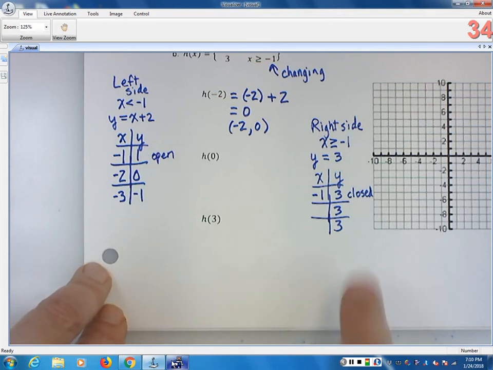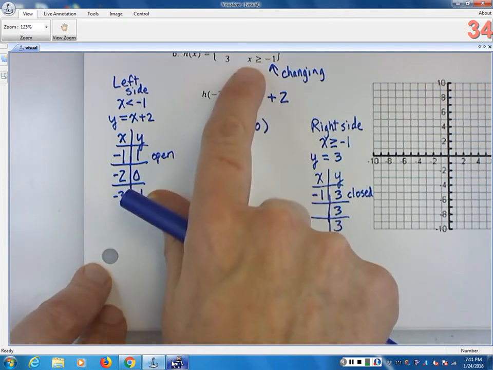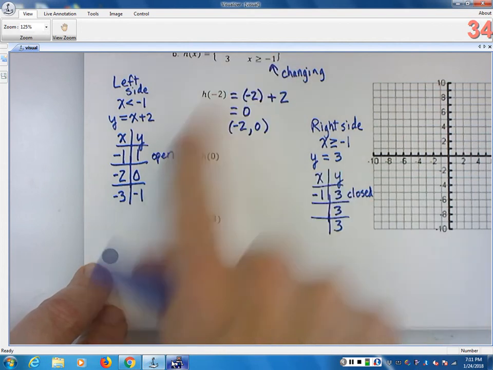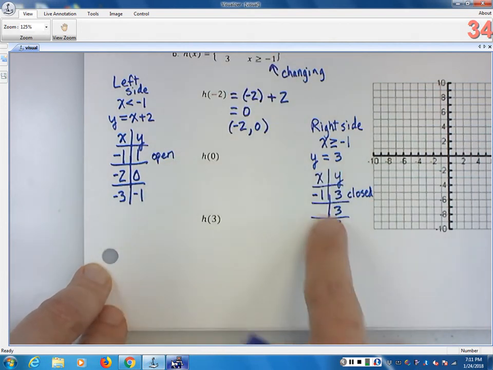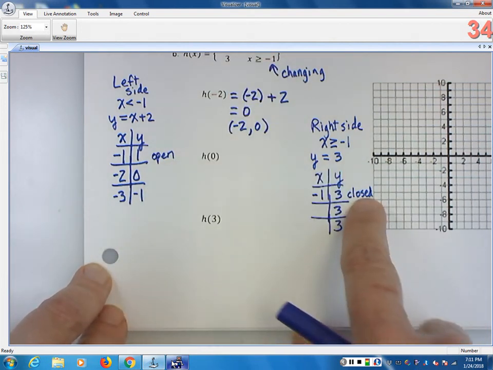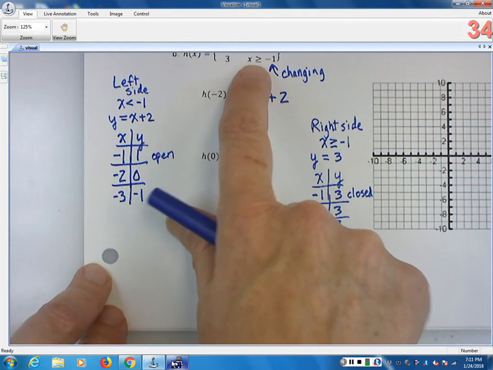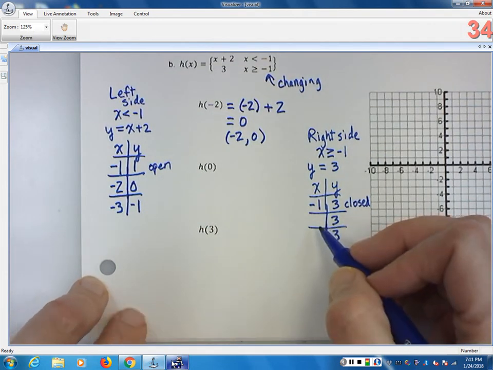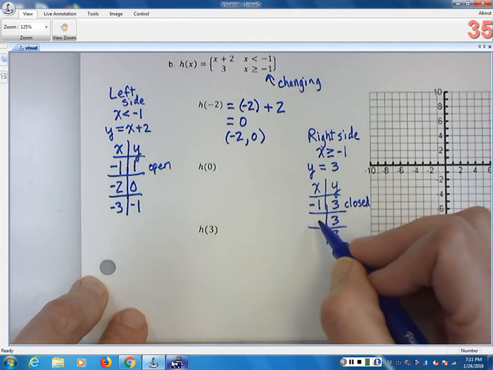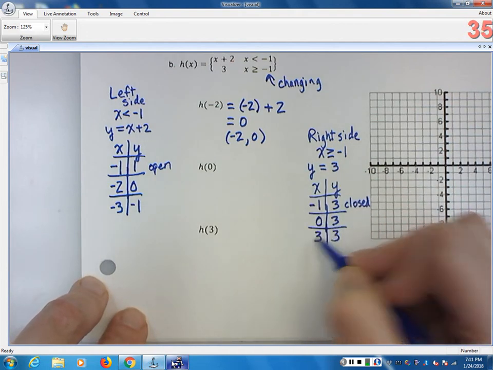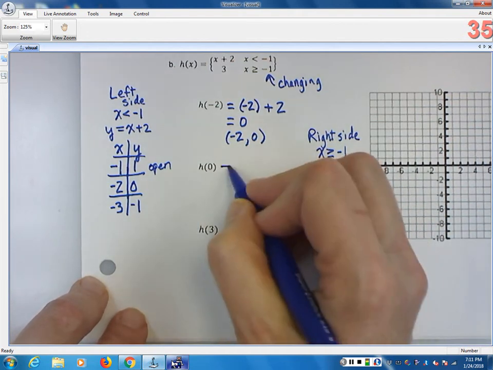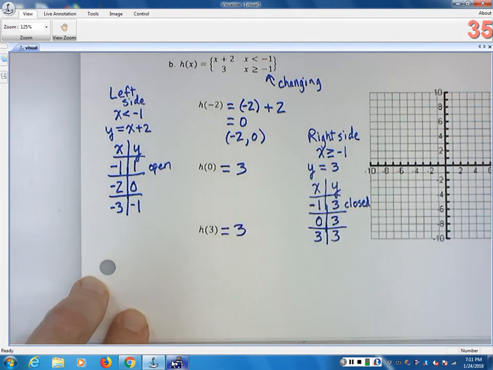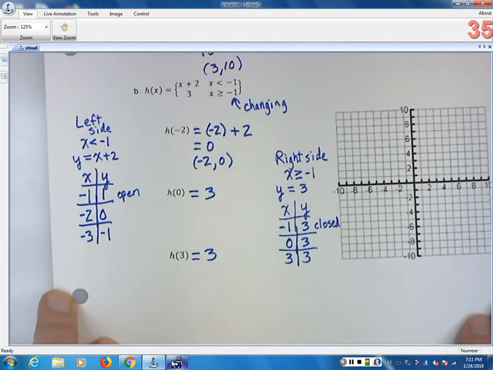So you always start with where it was changing. If it's less than, or doesn't have the equality sign, that's the open circle. And this is the closed circle because it has an equality sign. And then we want the point 0 and the point 3, and these equal 3. Alright? And then we're going to graph that.